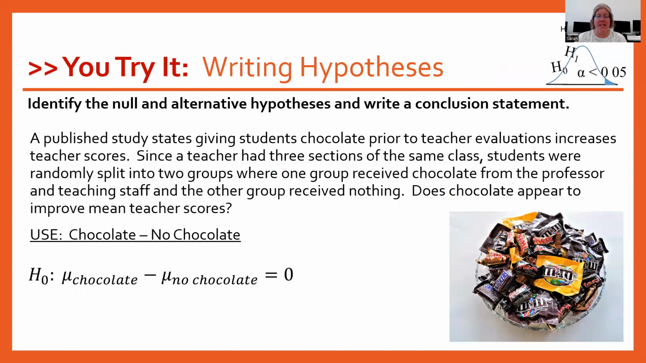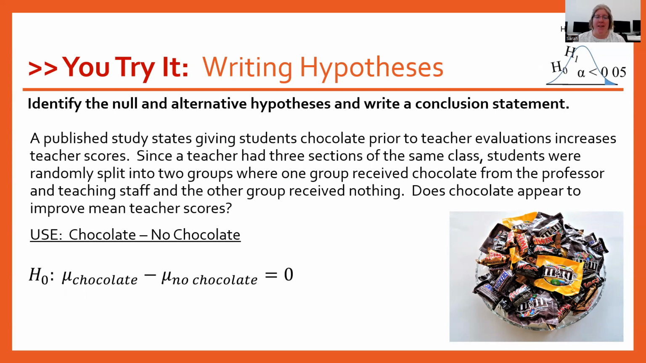A published study states giving students chocolate prior to teacher evaluations increases teacher scores. Since the teacher had 3 sections in the same class, students were randomly split into 2 groups, where one group received chocolate from the professor and teaching staff, and the other group received nothing. This chocolate appeared to improve mean teacher scores. So we're given the order of subtraction of chocolate minus no chocolate.